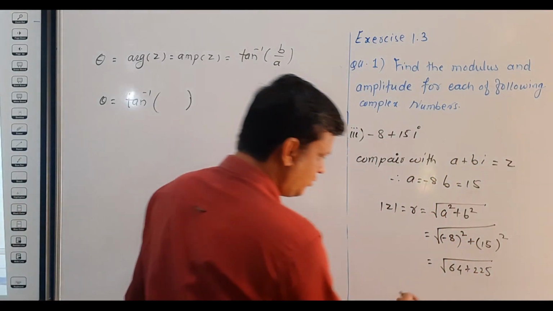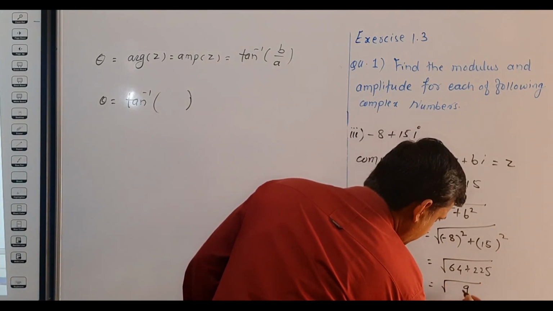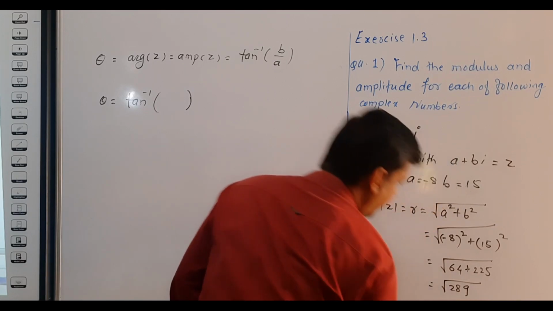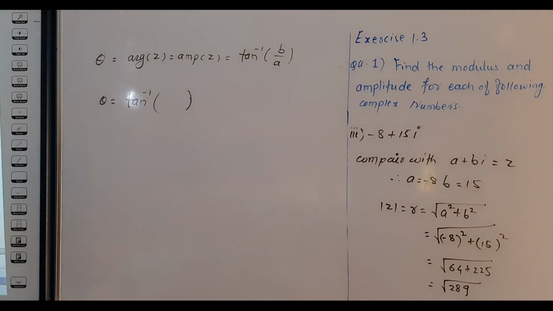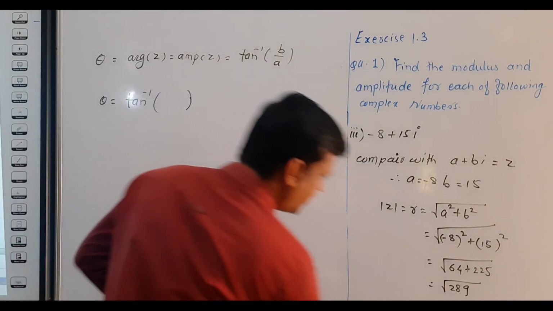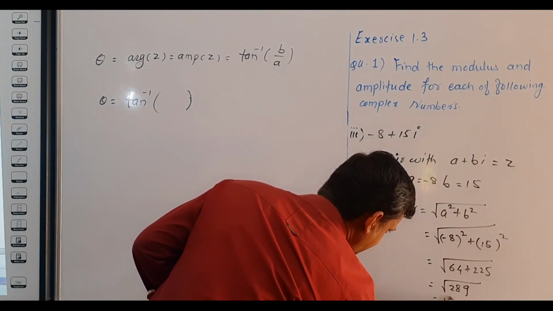So add these two. 4 plus 5 is 9, 8, 2, so 289. So we can find the square root of 289, which is 17. So we write here 17, or root 17 square, or directly write 17.